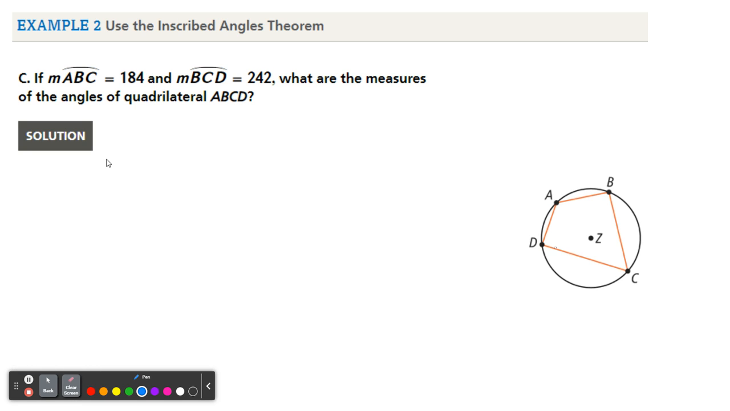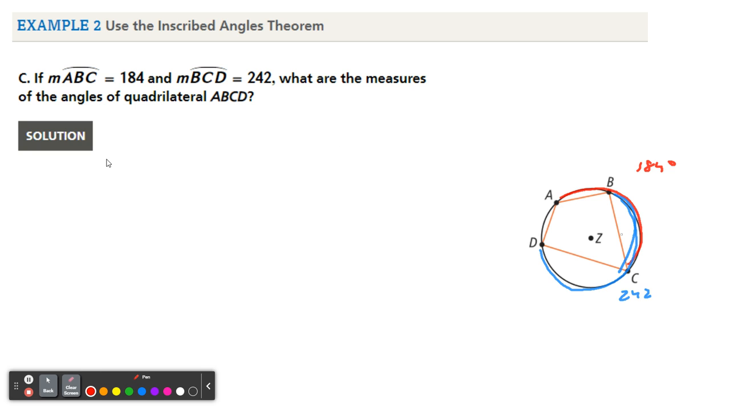So if I take ABC, which is this arc here, and I'll use blue, ABC, so that is 184 degrees. And then I take BCD, so there's some overlap, right? BCD, and that is 242. And they want to know what are the measures of the angles of this quadrilateral. So right now we can find two angle measures in this quadrilateral.